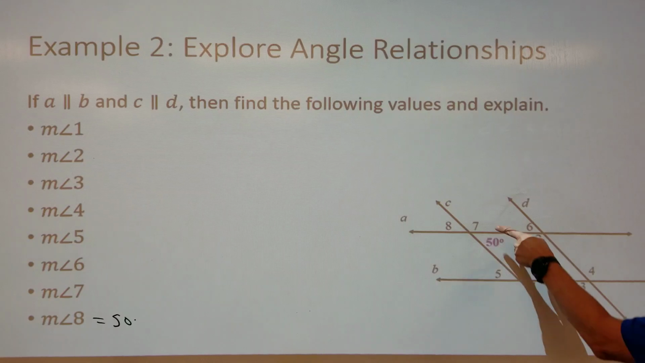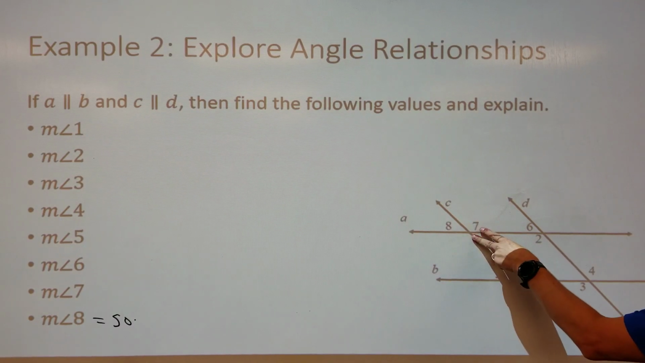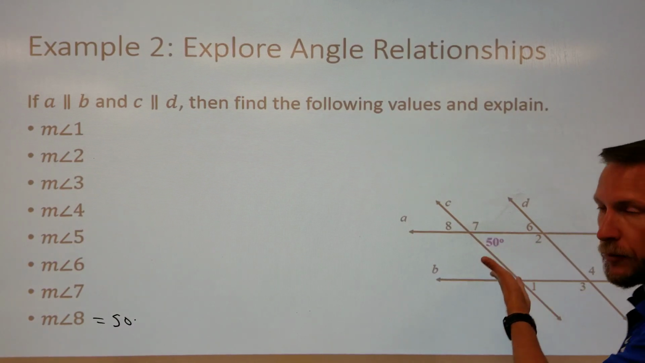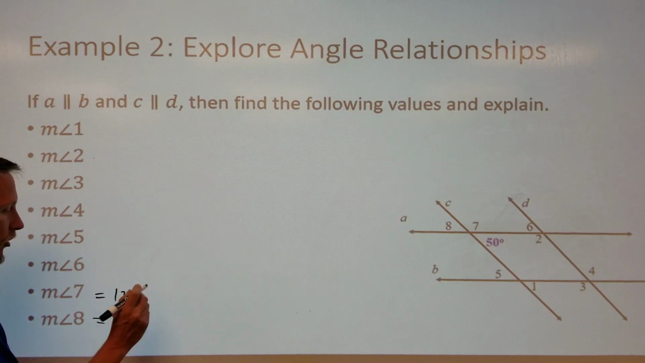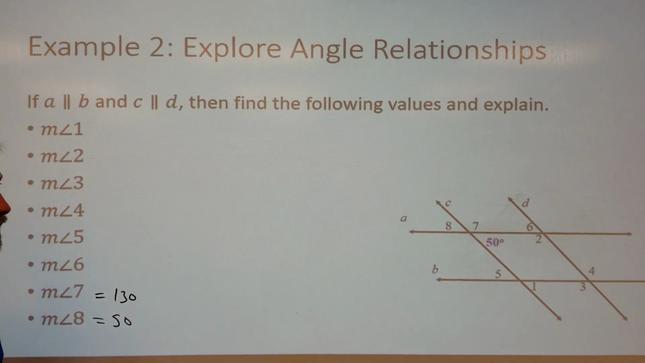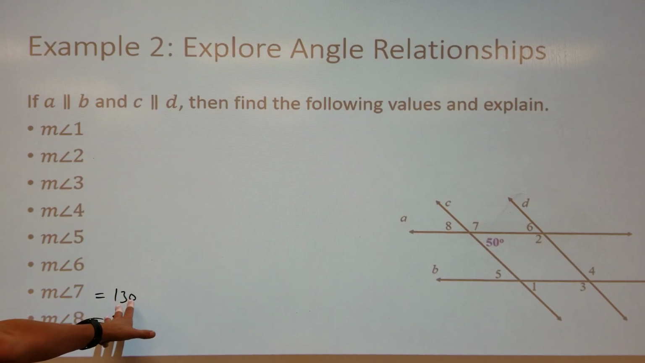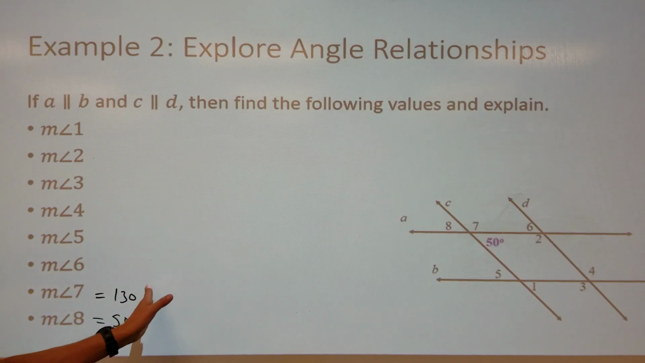All right? Angle 7 is going to be supplementary to angle 8 and to the one labeled 50 degrees. And so I know that this one is going to be 130. I can do that subtraction in my head. Or we can write out the equation: the measure of angle 7 plus 50 equals 180. Subtract 50 from both sides, so the measure of angle 7 is equal to 130. All right, that's from previous understanding. This is based on supplementary angles. This is based on the vertical angles theorem.